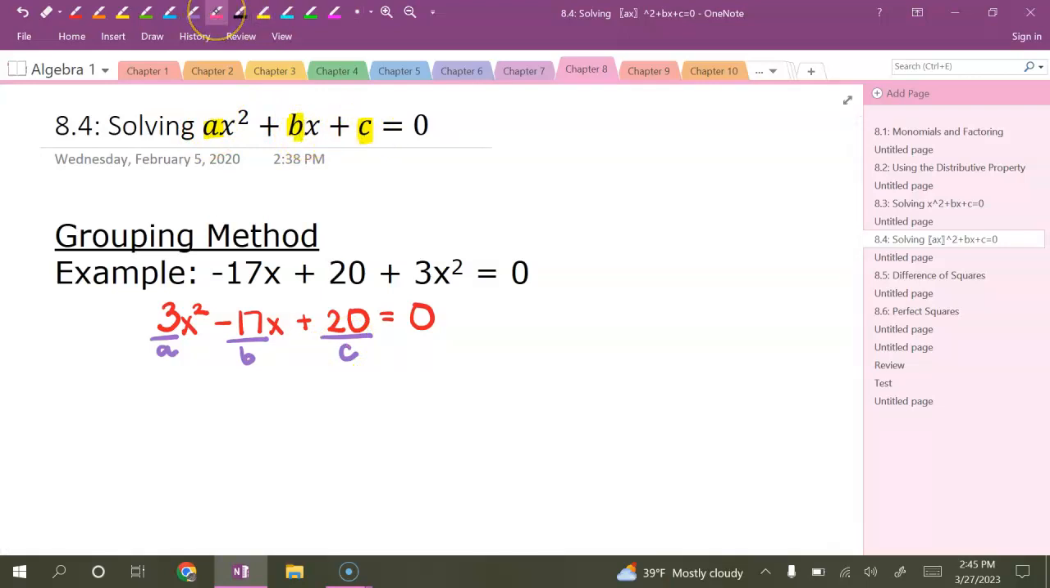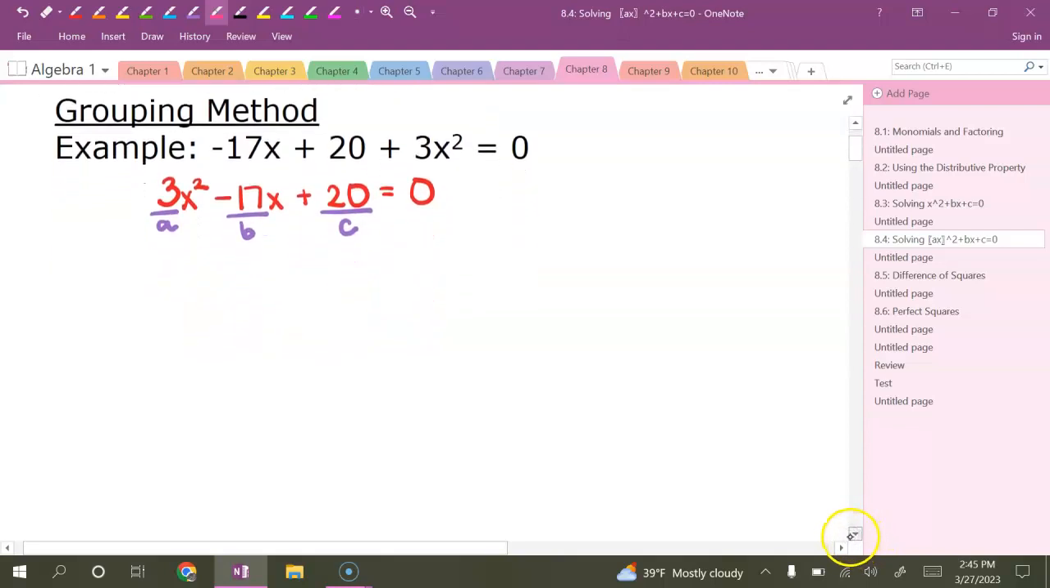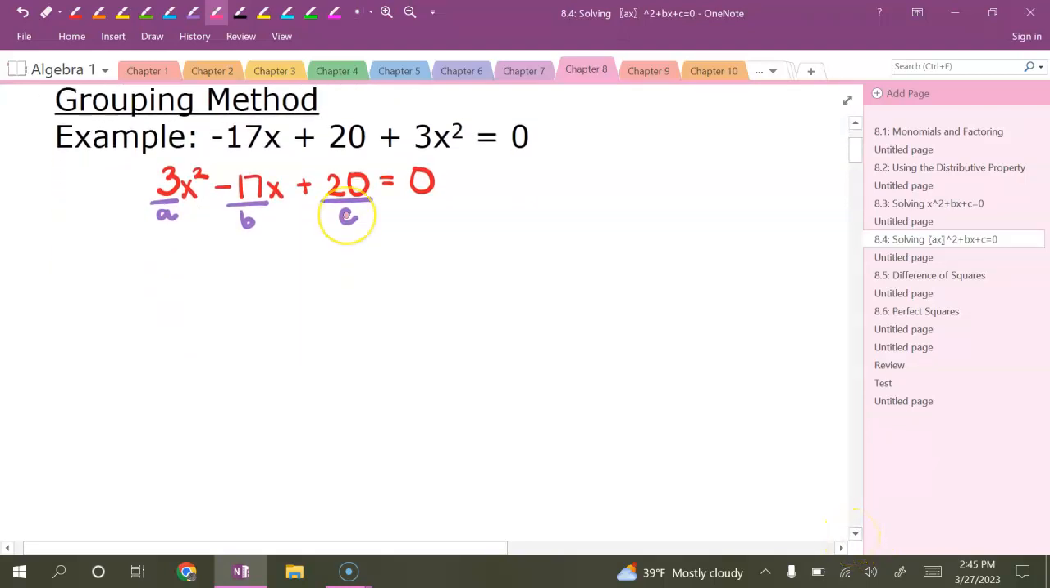The reason I'm having you identify those is because we're going to have to do a little bit of work with these terms to help us factor this. So the first thing you're going to have to do is take your A term and your C term, and multiply them. So you're going to take 3 times the 20, and that comes out to be 60. Then your B term, which is in the middle, is going to be negative 17.